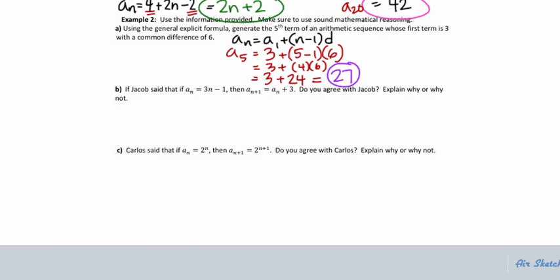All right, so part B asks, if Jacob said that a sub n is equal to 3n minus 1, then a sub n plus 1 is equal to a sub n plus 3. Do you agree with Jacob? Why or why not? Now, this one's going to take a little bit of work. We're going to start with one equation, and then we're going to work on the other one. The idea is we want to see if we can get them equal to each other.